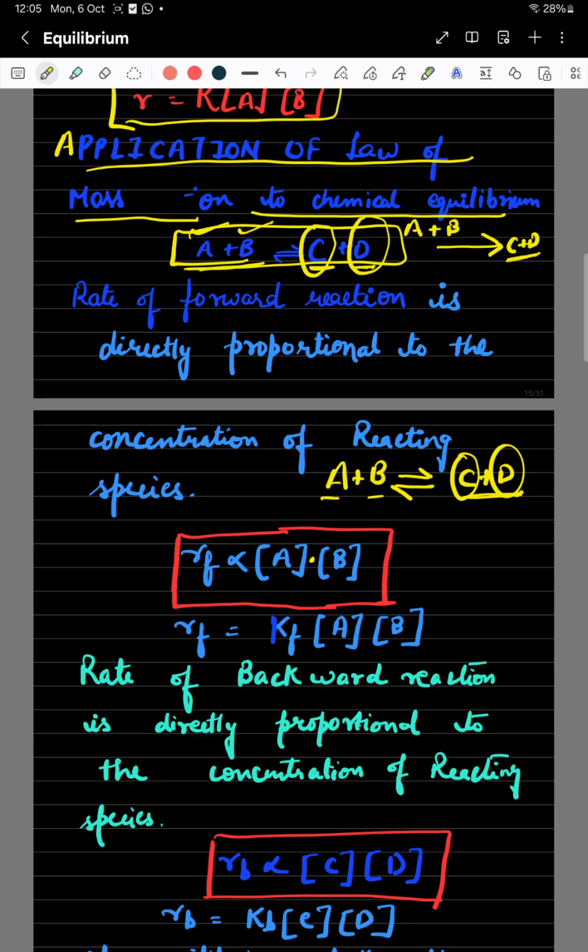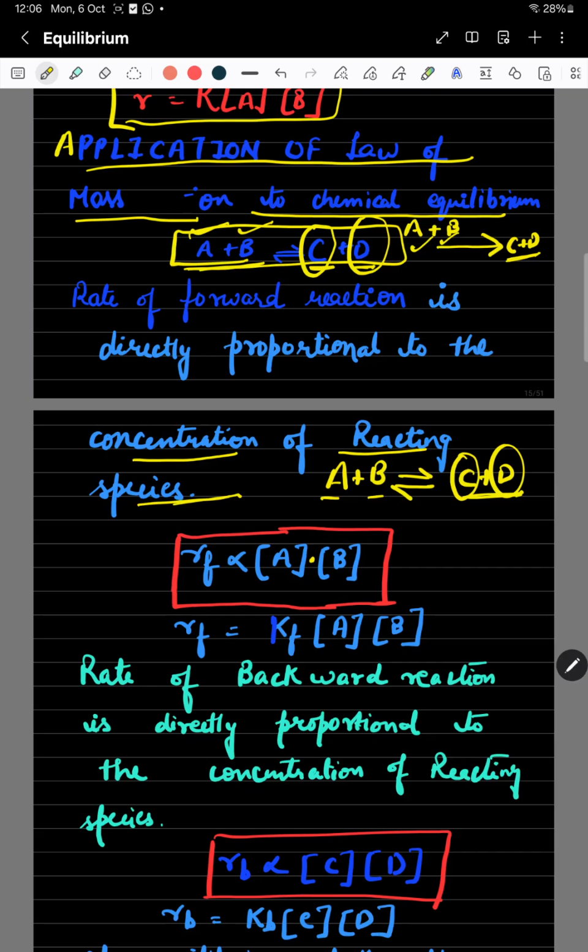How much time A and B are taking to react and to produce C and D. So the rate of forward reaction is directly proportional to the concentration of the reacting species. What is the meaning of the speed of the forward reaction? Like how much time A and B are taking to produce the C and D products. So the speed of your reaction will depend on the reacting species involved in a chemical reaction, on their concentration. So A and B concentration, it will depend on this.